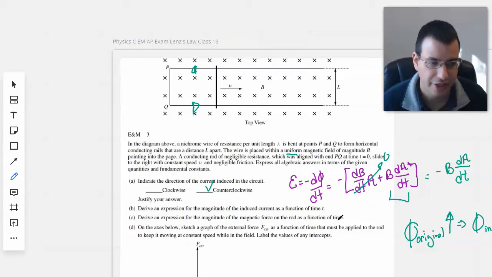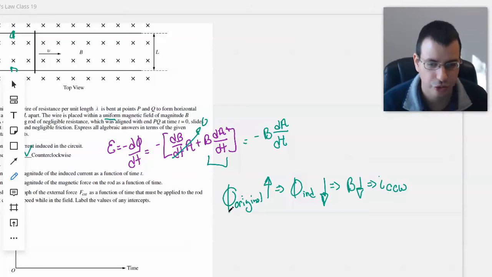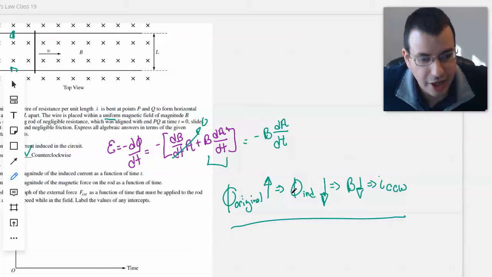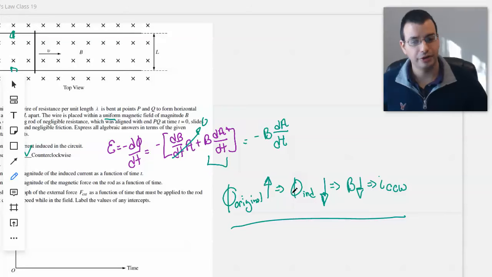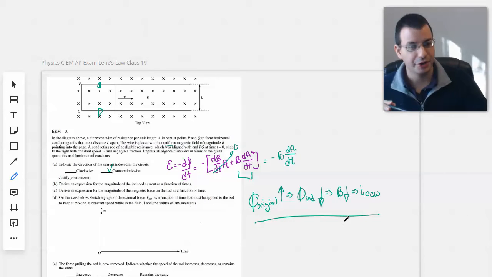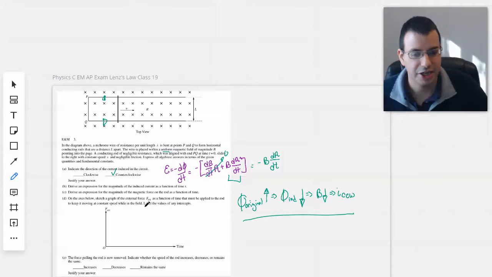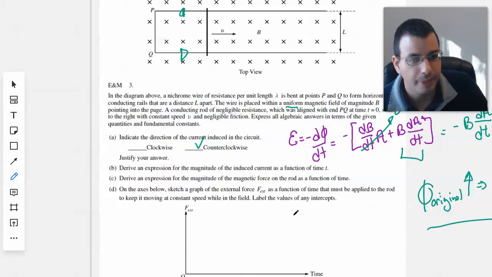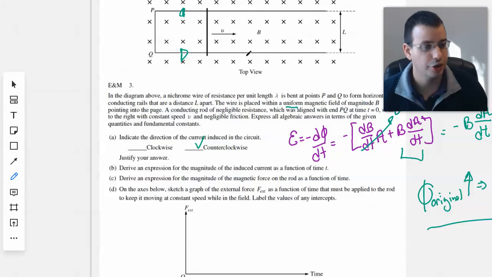And to justify it then, I would just write this out right here. Original flux goes up, flux induced goes down, therefore the magnetic field induced will go down, therefore the current has to be counterclockwise to create that magnetic field going down. And by down, I mean opposition, opposes the direction of the original magnetic field.